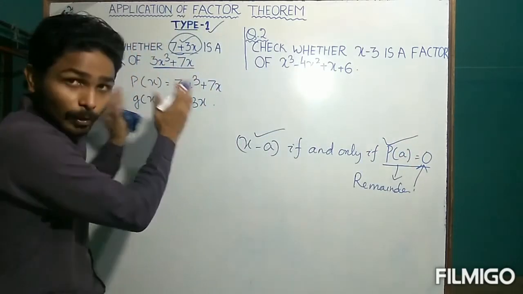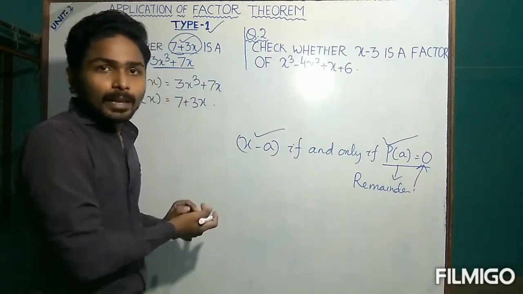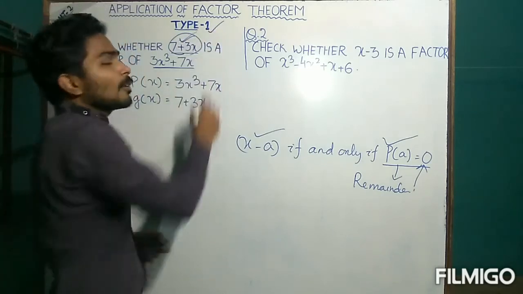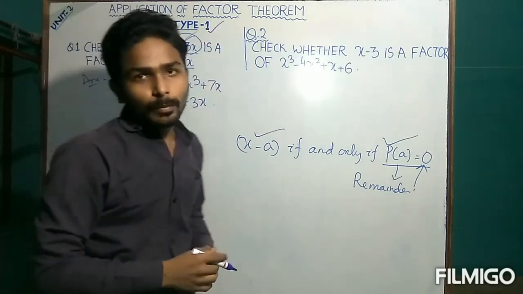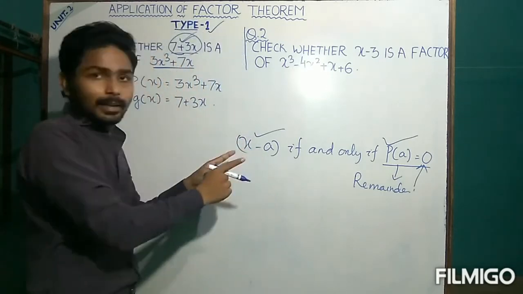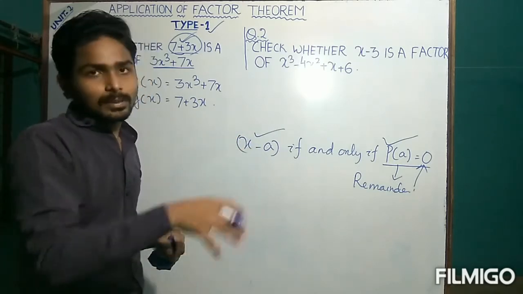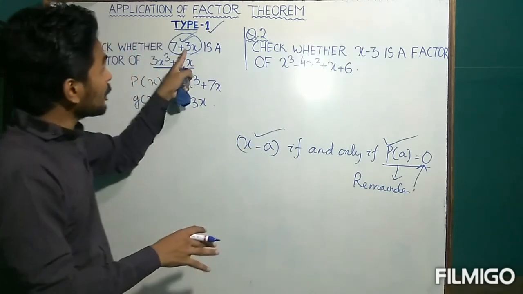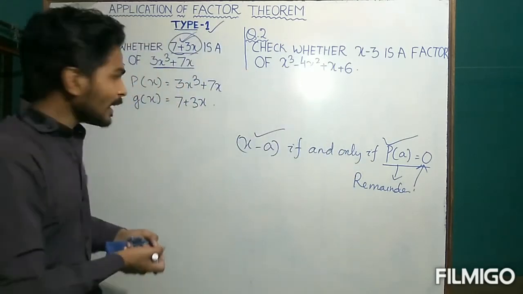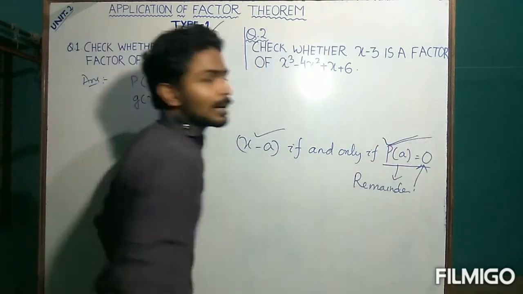So in this problem, if we can show or prove the remainder to be 0, then we can say yes, this one is a factor of the other polynomial. Our task is to find the value of the remainder, and we have to show whether the remainder is 0 or not 0. If it is 0, then it will be a factor. If the remainder is not 0, then it is not a factor. So we have to first find the value of the remainder.